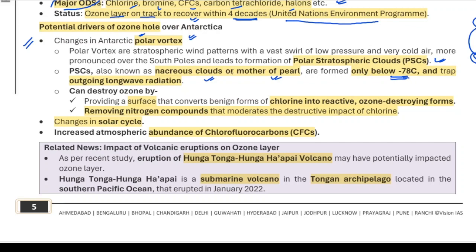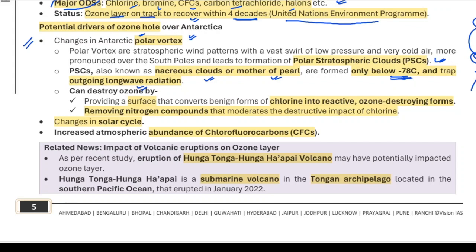And when these clouds are formed below minus 78 degrees Celsius, what do these clouds do? These clouds trap the outgoing long wave radiations. They trap the radiation coming from the sun as well. And ozone depleting substances, ODS, are also present here. So when these two meet, then the deadly combination that we have discussed above forms. Then the depletion of the ozone starts.